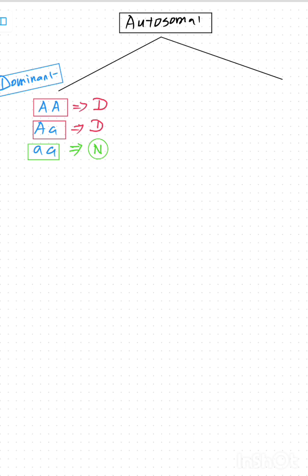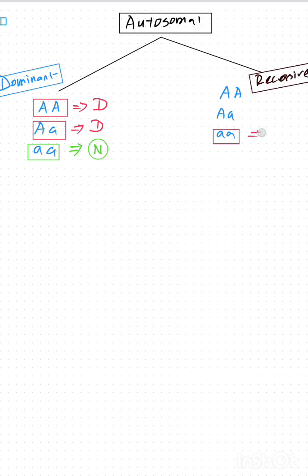Here I have also not considered the probability of having the autosomal dominant disorder in XX or XY, that is, male and female. As it is not X-linked, you don't need to worry about the probability in males and females. Now in case of autosomal recessive, the same things: capital A capital A, capital A small a, small a small a. As it is autosomal recessive, this one, small a small a, will be diseased.